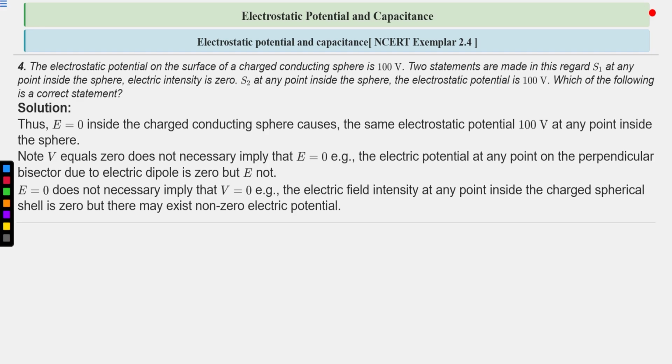And E equal to 0 does not necessarily imply that V equal to 0. If E is 0 somewhere, it does not necessarily imply that V equal to 0. Example, the electric field intensity at any point inside the charged spherical shell is 0, but there may exist non-zero electric potential, as we have mentioned earlier, or in this question also. Electric field is 0 inside, but potential is not 0 inside.